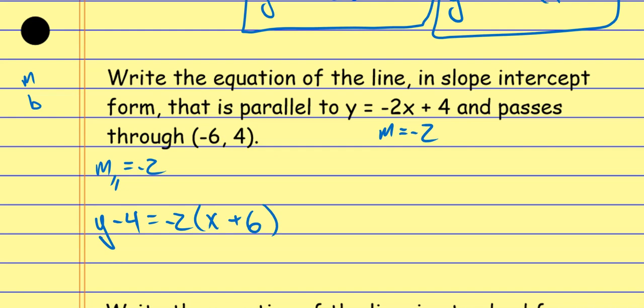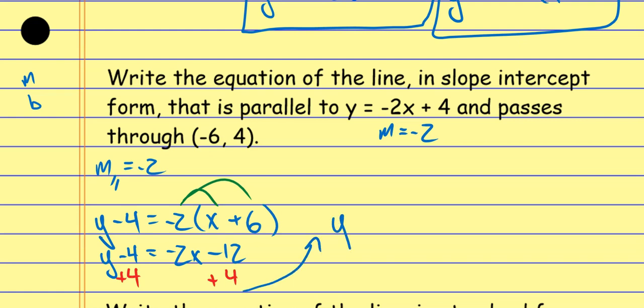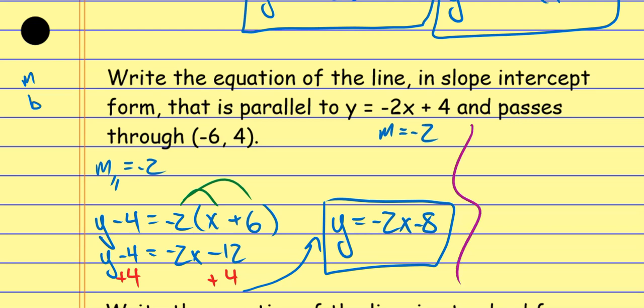If I want slope-intercept form, it's just a matter of rewriting this thing to get y by itself. So here I would distribute this negative 2. And then to get y by itself, I'm going to add the 4 to each side. So in slope-intercept form, I end up with y equals negative 2x minus 8. Okay? That's one option.